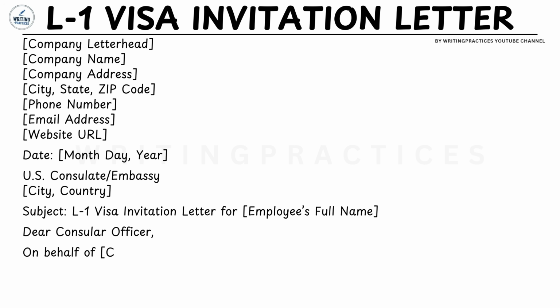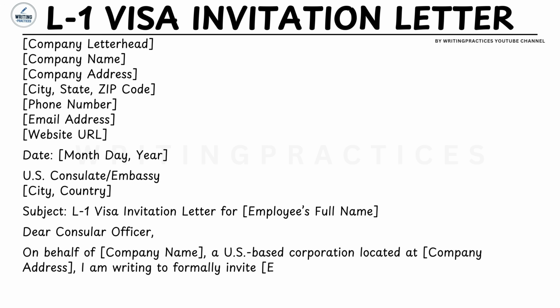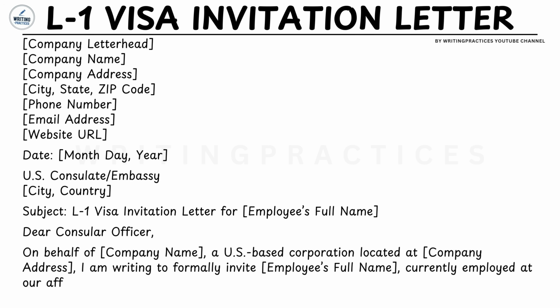First body paragraph, purpose of the letter. Now we're at the first main paragraph. This is where you explain the purpose of the letter and introduce the employee. On behalf of company name, a US-based corporation located at company address, I am writing to formally invite employee's full name, currently employed at our affiliated office in country name, to transfer to our US office under the L-1 visa classification.